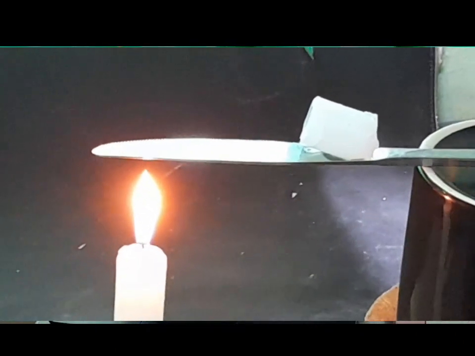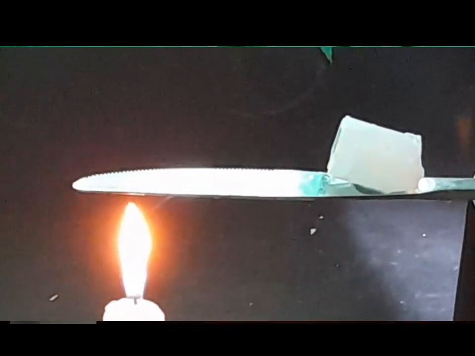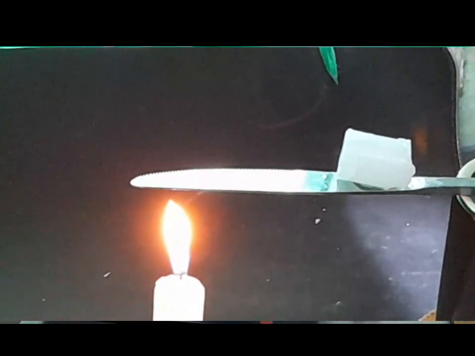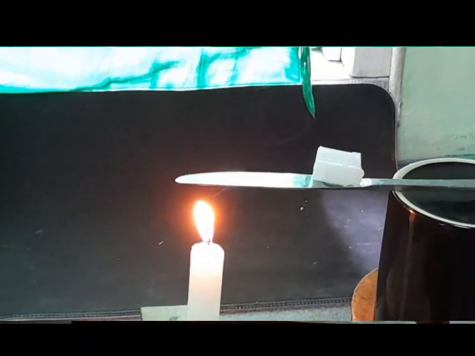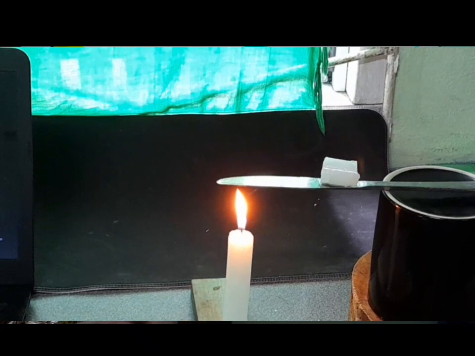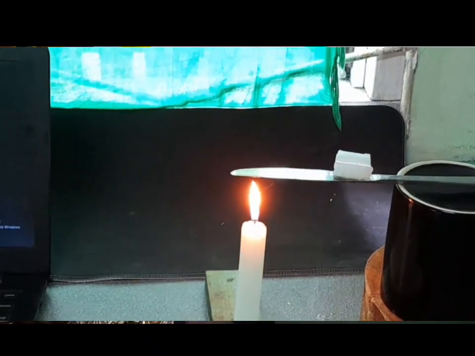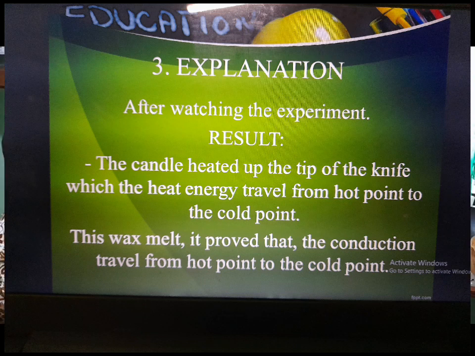So our prediction has proved to us that the heat transfers from the hot point to the cold point by the flame, right? Okay, so we're so thankful that our prediction is equivalent to the experiment. Right, thank you very much for your cooperation during this experiment.